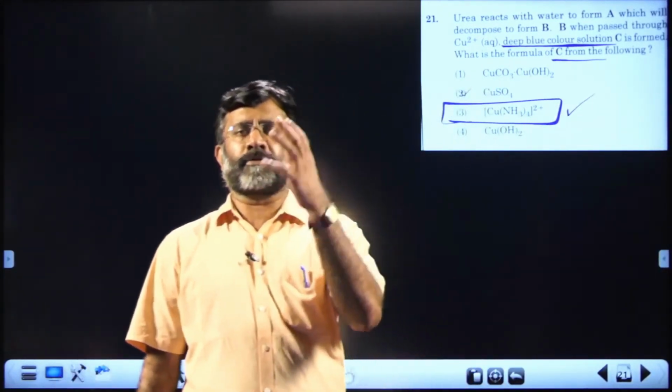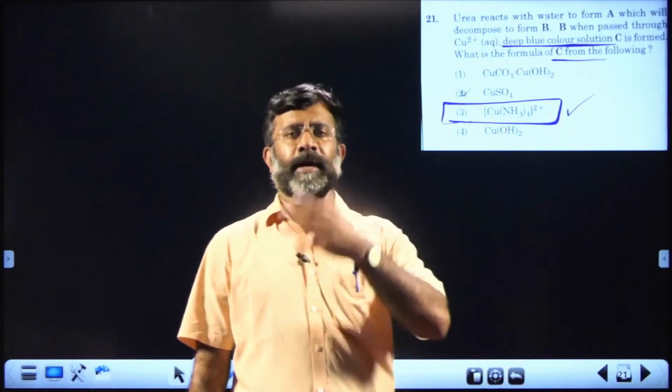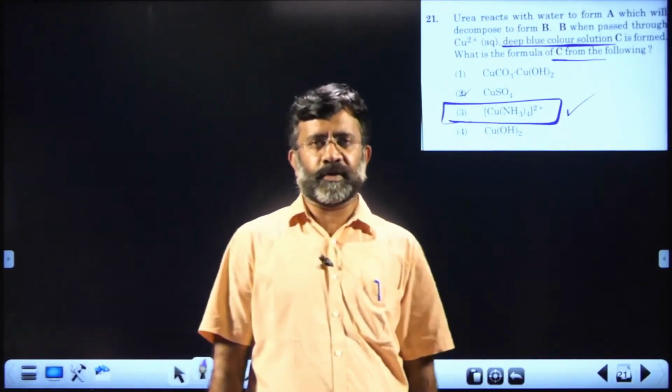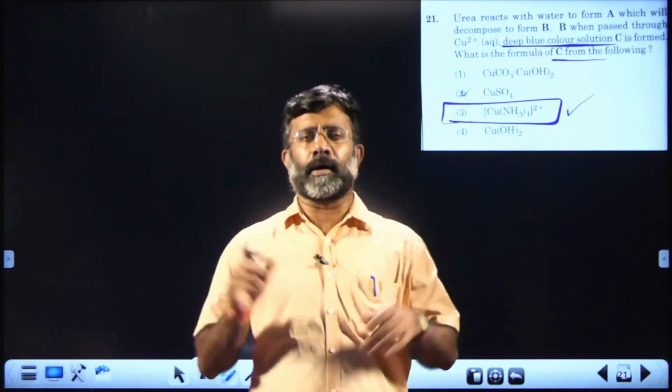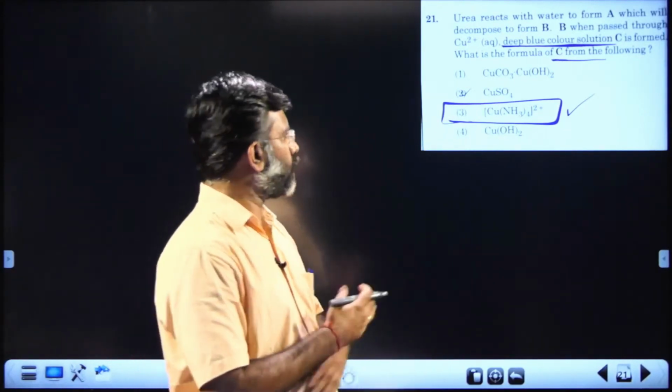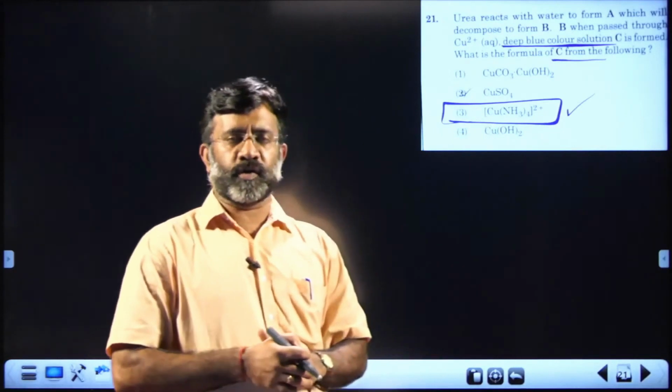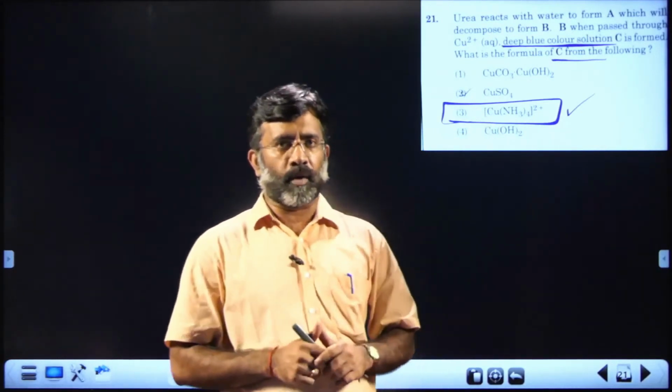So from urea you get ammonia, and that ammonia interacts in the copper sulfate solution, and you get a deep blue colored cuprammonium complex. Very simple one. Third choice is the correct answer. Cuprammonium complex.